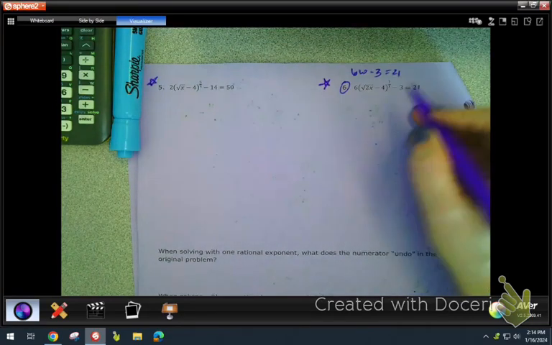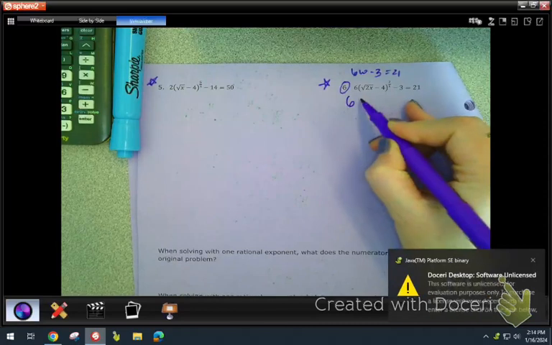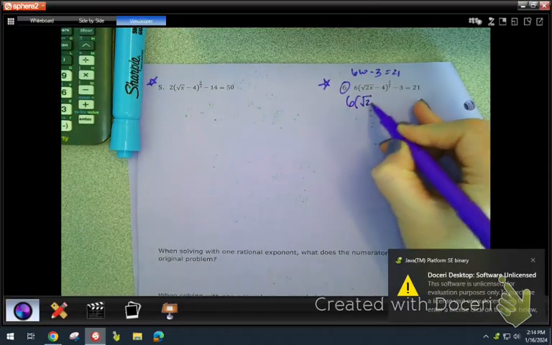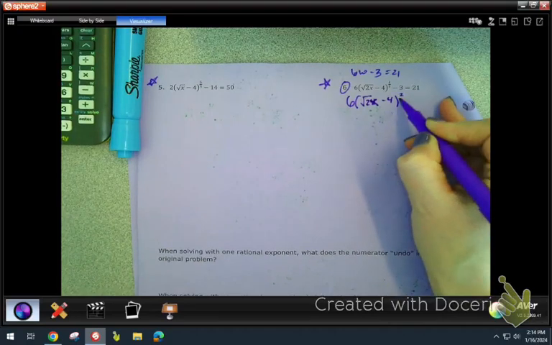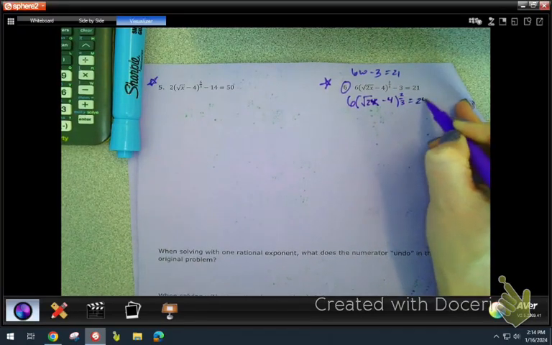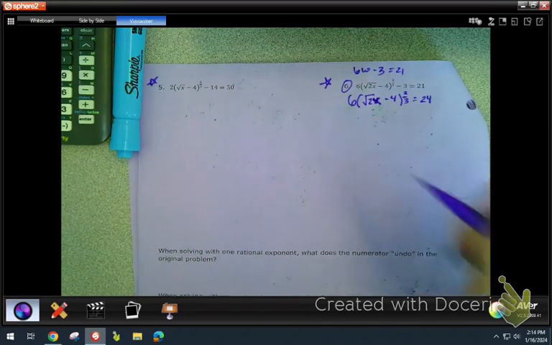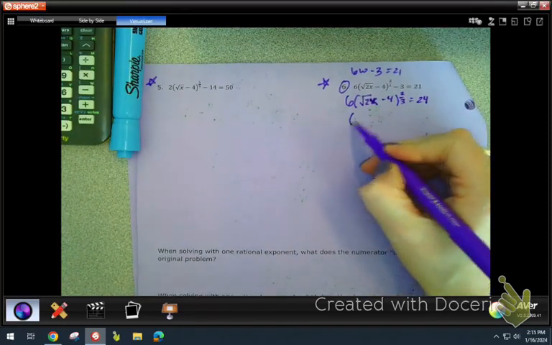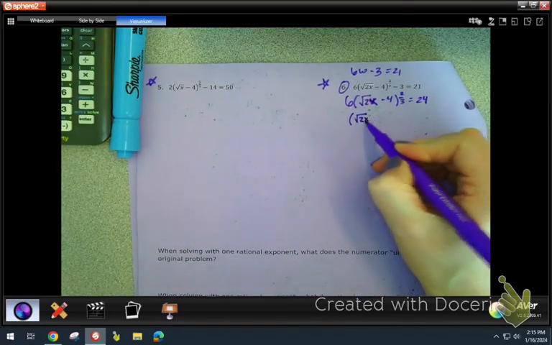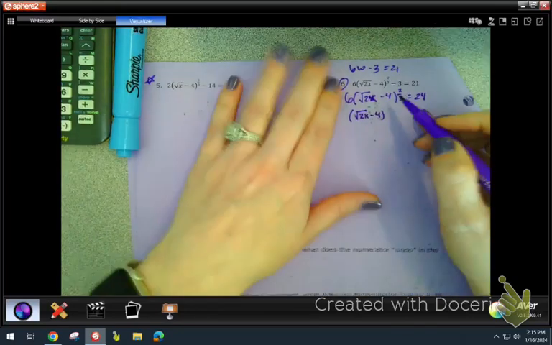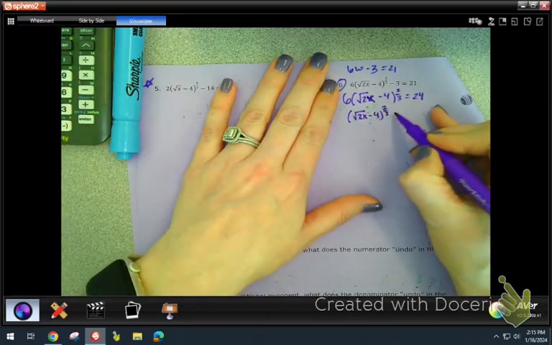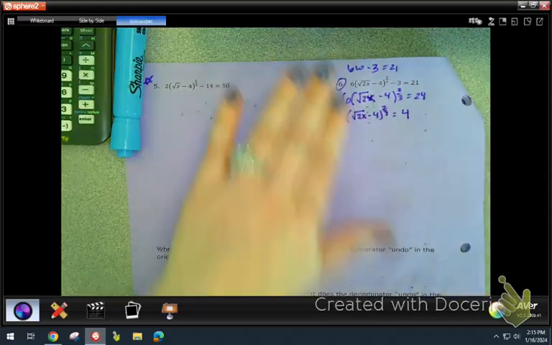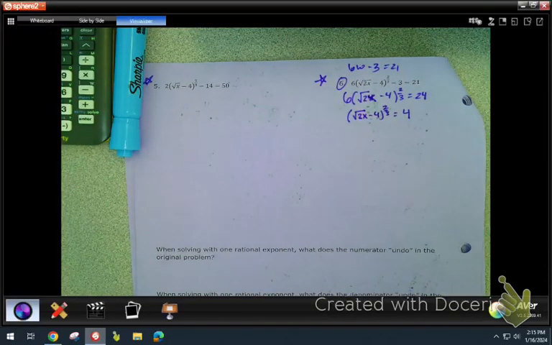I don't know. Anyways, so we add 3 first. That is 6 times (2x minus 4) to the 2/3 power equals 24. Then we divide by 6. The square root of 2x minus 4 to the 2/3 power equals 4. Okay, so we've isolated now. We got that all by itself. We don't really care what's in there. I know it's kind of messy.